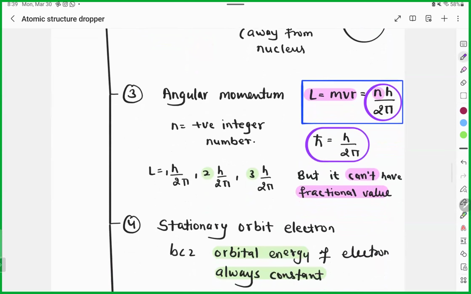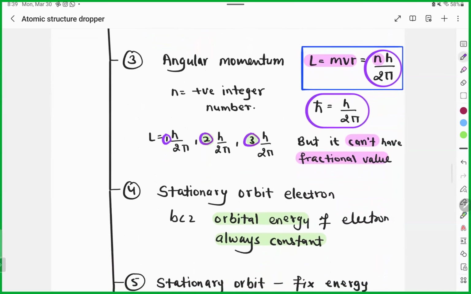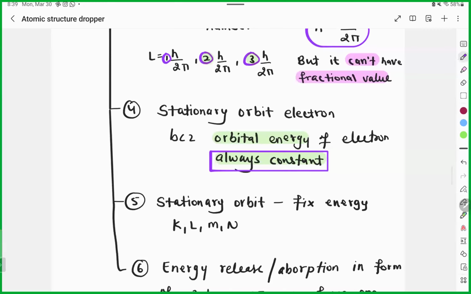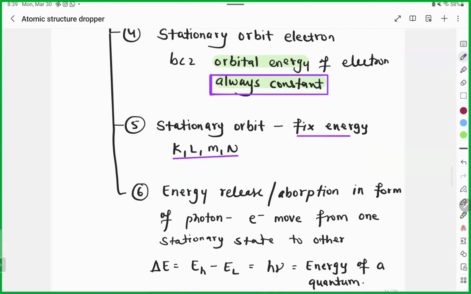But you can never have a fractional value. Always take n value 1, n value 2, n value 3, any integer. We consider stationary orbital electrons because orbital energy is always constant. Each orbit has fixed energy, like the K shell, L, M, N shells all have fixed energy.